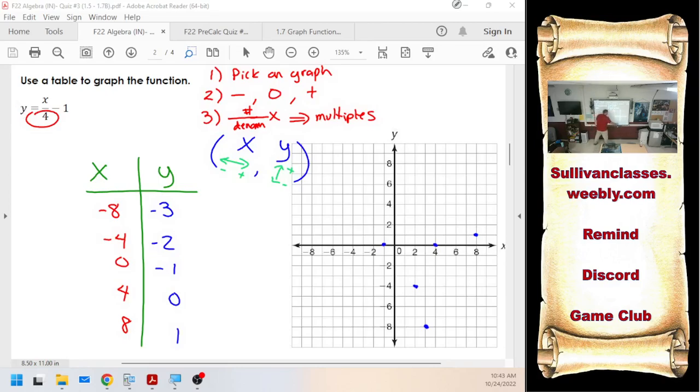-8, -3 is back 8 down 3. -4, -2 is back 4 down 2. 0, -1 is no left or right, down 1. Now do they line up? Connect the dots, use the straight edge. Okay.